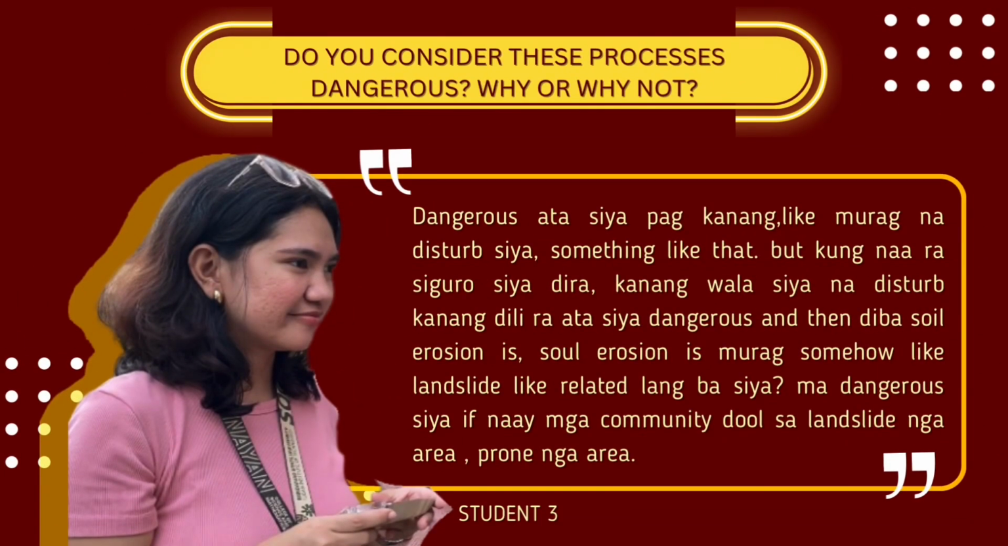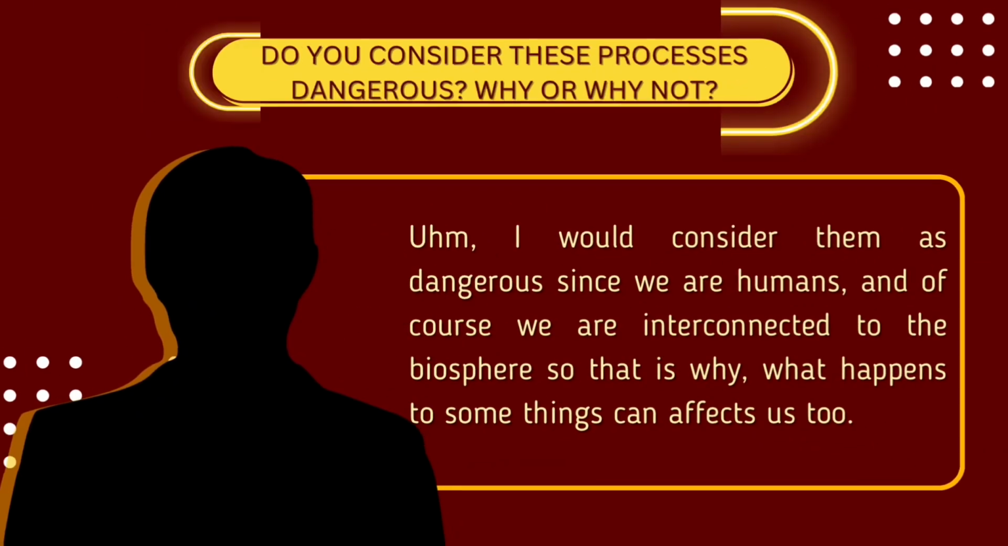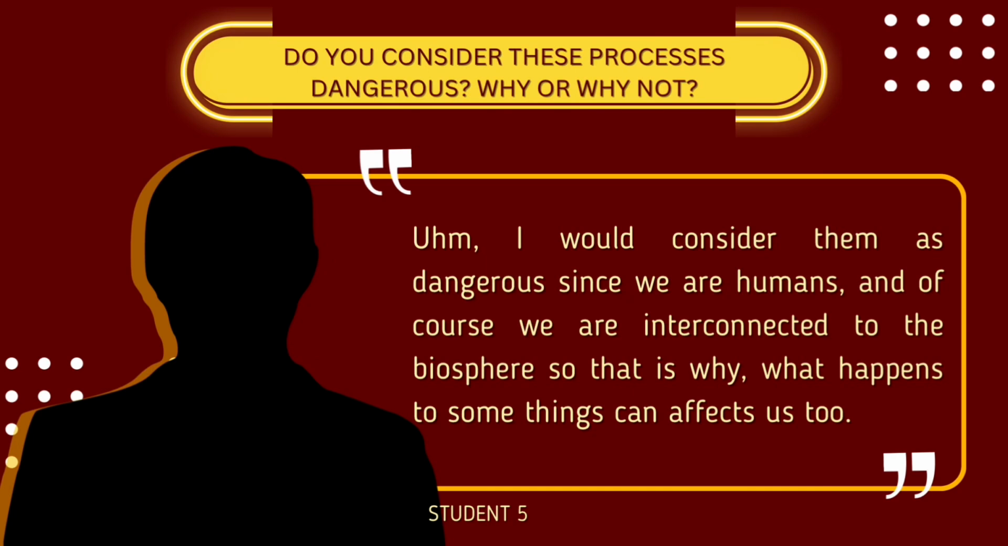While according to Student 3, soil erosion might not be dangerous if undisturbed, but it becomes hazardous when disturbed. It is similar to landslides and can be dangerous if communities are located near landslide-prone areas. Student 4 sees weathering and erosion as both non-dangerous and dangerous. While it's a natural process that has occurred for millions of years and to which humans have adapted, it can still be dangerous as it may harm people, plants, and affect the landscape. Student 5 considers weathering and erosion dangerous because humans are interconnected with the biosphere, meaning that environmental changes can affect us as well.